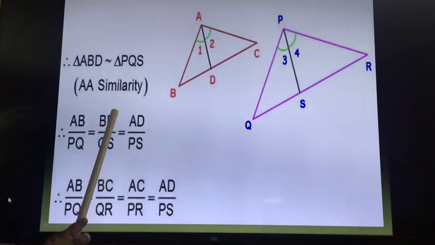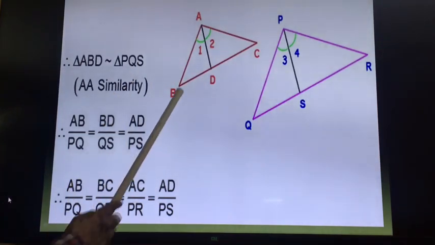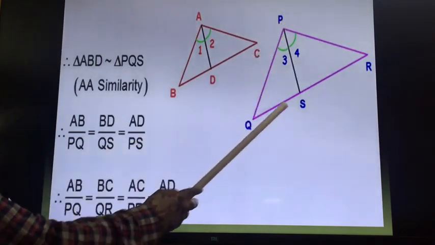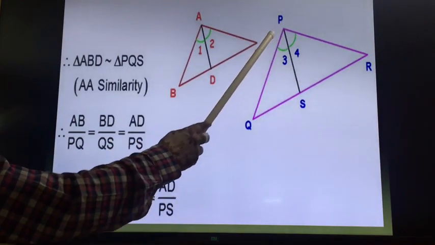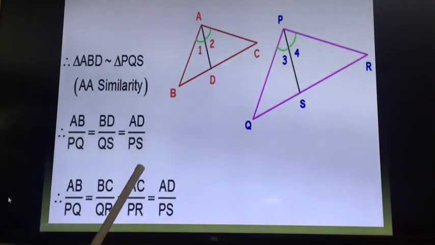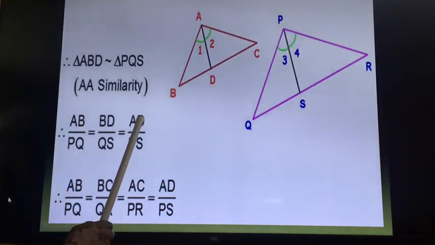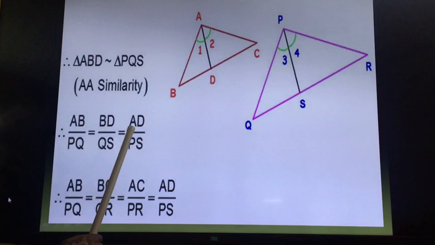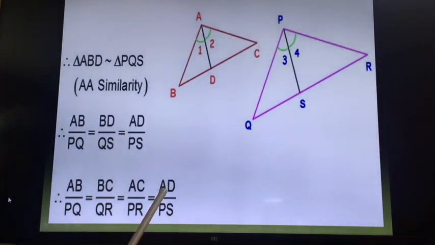If triangles are similar, all sides are proportional. So triangle ABC is similar to triangle PQR, so we can write AB upon PQ is equal to BC upon QR is equal to AC upon PR. These are also equal, but AB upon PQ is equal to AD upon PS we have already proved. So this is also equal to AD upon PS. So the ratio of all three sides of the given similar triangles is equal to the ratio of their corresponding angle bisectors. This question is given in the exercise in your NCERT book, so please understand.